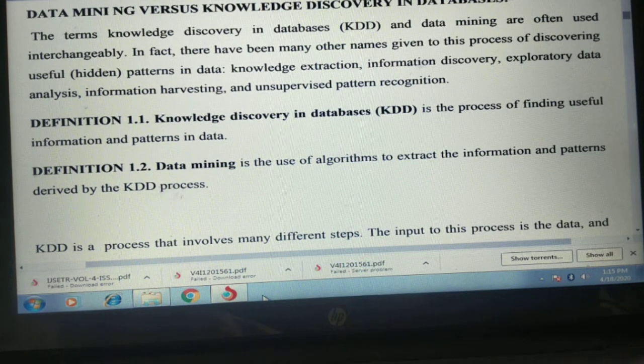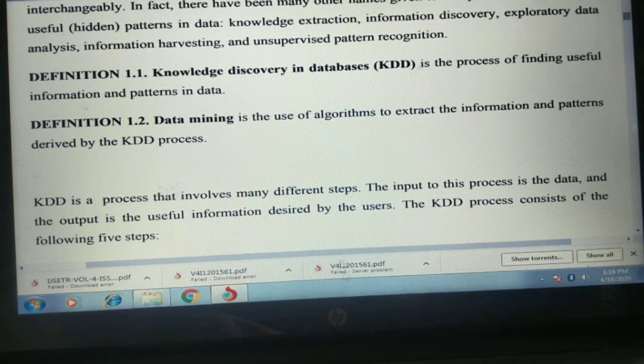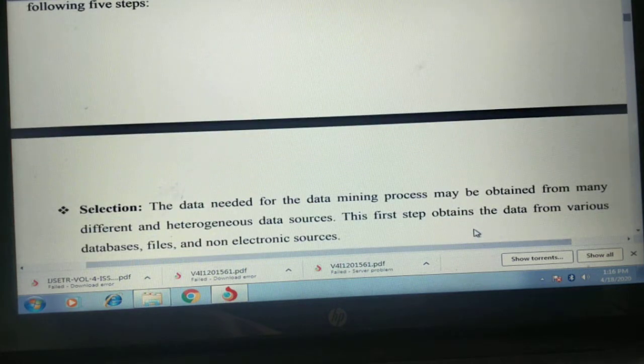We have two definitions in front of you. One is regarding KDD: it is the process of finding useful information and patterns in the data. The second is the definition of data mining: it is the use of algorithms to extract the information and patterns derived by the KDD process. The KDD process involves many different steps, and the input to this process is data and the output is useful information desired by the user. This KDD process consists of 5 steps.